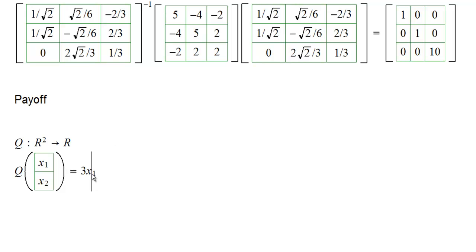x1 square, minus 4 x1 x2 plus 3 x2 square. Okay, so we got that, right? Now this is called a quadratic form.